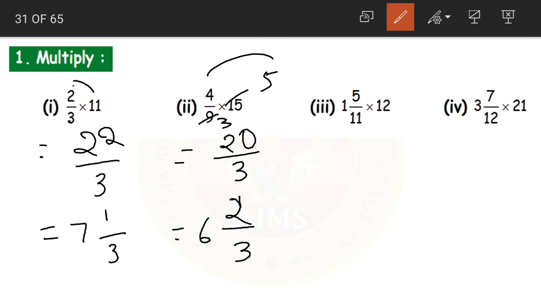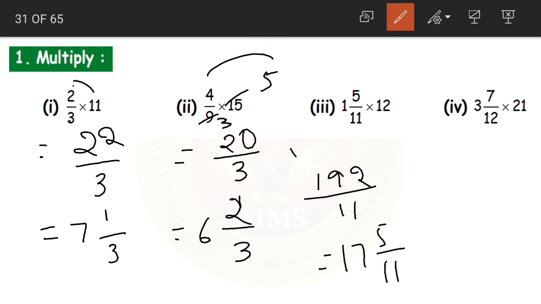Now coming to question number 3 and question number 4. See, for question number 3, 1 5 by 11 into 12, 192 by 11 becomes our answer, and converted into a mixed number becomes 17 5 by 11. Okay students, you try solving this and you should get these answers. In the improper fraction form it is 192 by 11, and when converted into a mixed number it becomes 17 5 by 11. Check your answers.